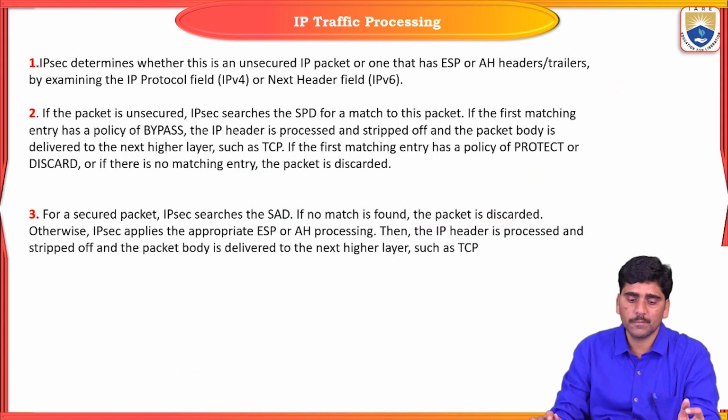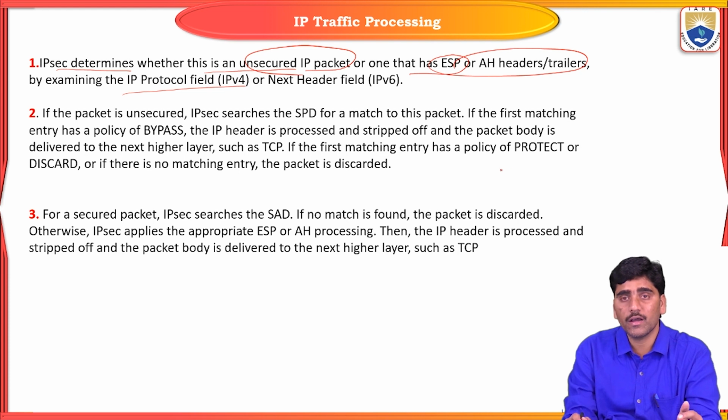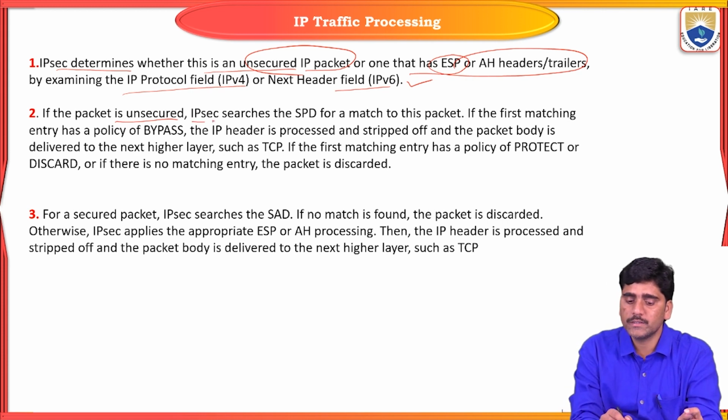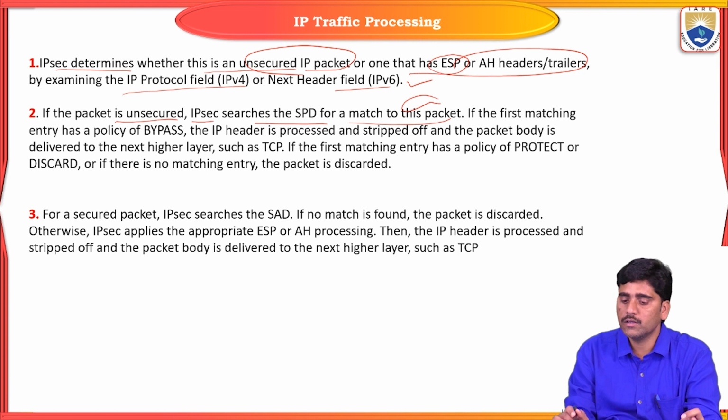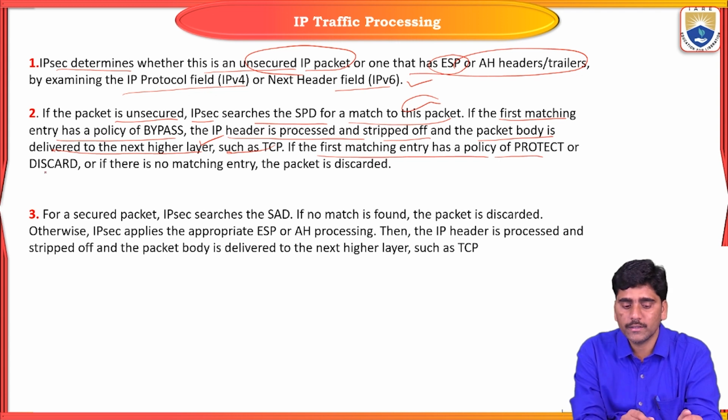So here we can observe the steps. IPsec determines whether this is an unsecured IP packet or one with ESP or AH header and trailers by examining the IPv4 protocol field or the IPv6 next header field. So it has to be identified whether it is a secured or unsecured packet. If the packet is unsecured, IPsec searches the security policy database for a match to this packet. If the first matching entry has a policy of bypass, the IP header is processed and stripped off and the packet body is delivered directly to the next higher layer, such as TCP, Transmission Control Protocol. If the first matching entry has a policy of protect or discard, or if there is no matching entry, then the packet has to be discarded.